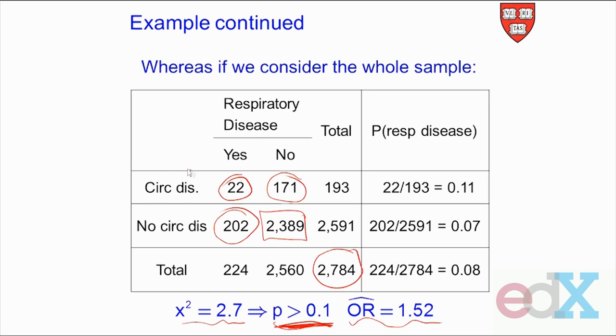So in fact, we see that there's no relationship between respiratory and circulatory diseases, not on the basis of these 2,784 patients. And what do we see? Well, overall, the respiratory rate is 0.08, and now it divvies up into 0.07 and 0.11, so the difference is not significant.